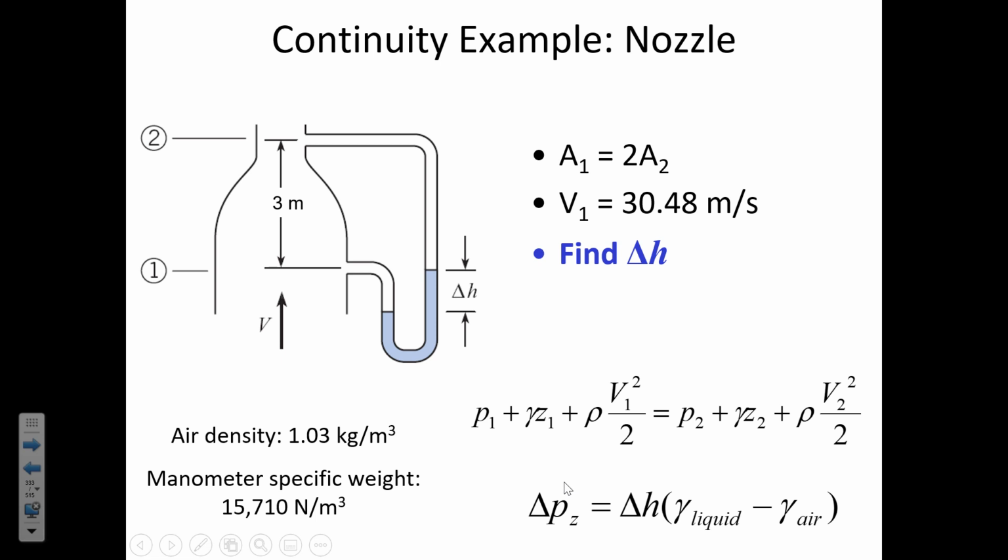So here in this example, we know the velocity at 1 and the relationship between the areas at 1 versus 2. So you'll be able to find the velocity at 2 because of these first 2 bullet points. And what you need to do is, for the air with the density that's given and the manometer unit weight that's given, calculate the deflection delta H. So this piezometric pressure equation is what determines the delta H.